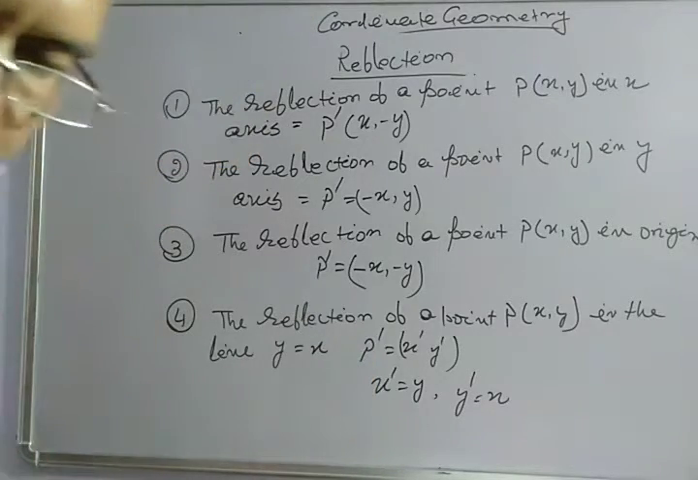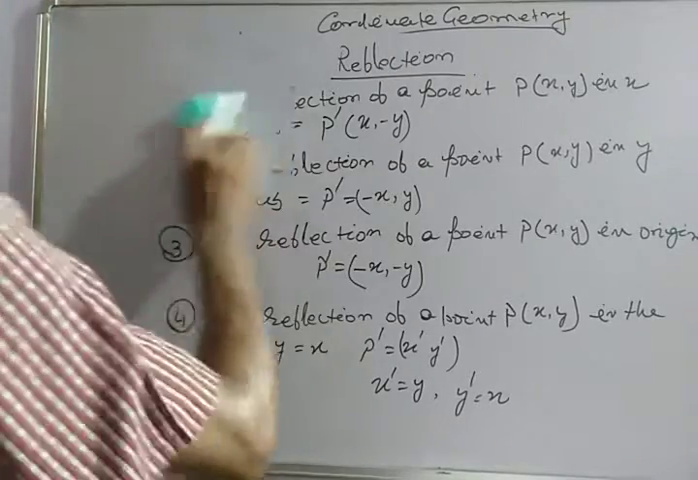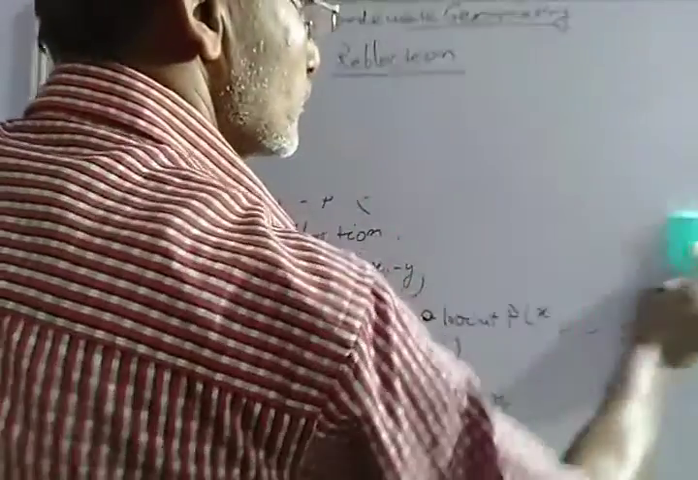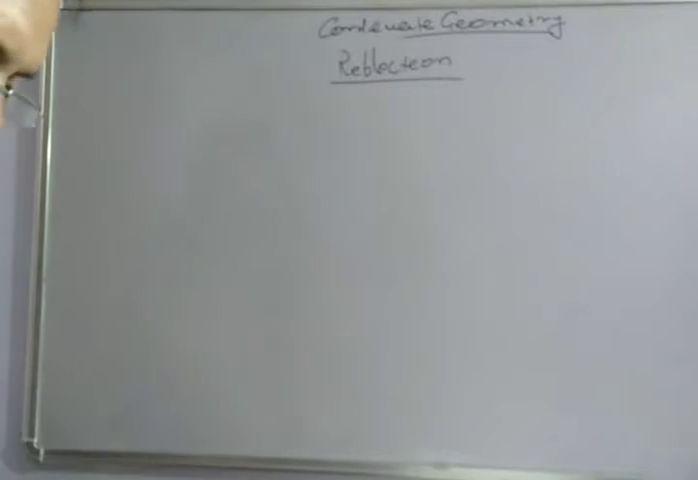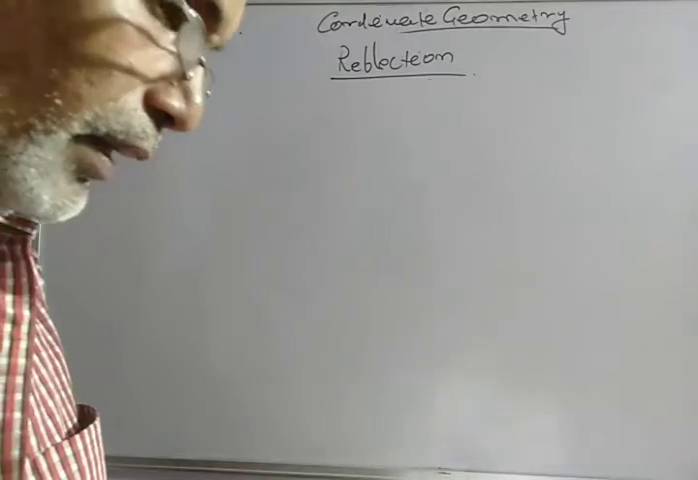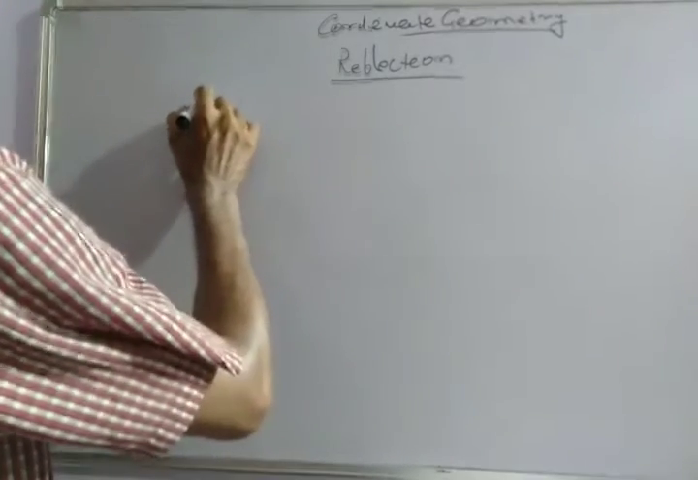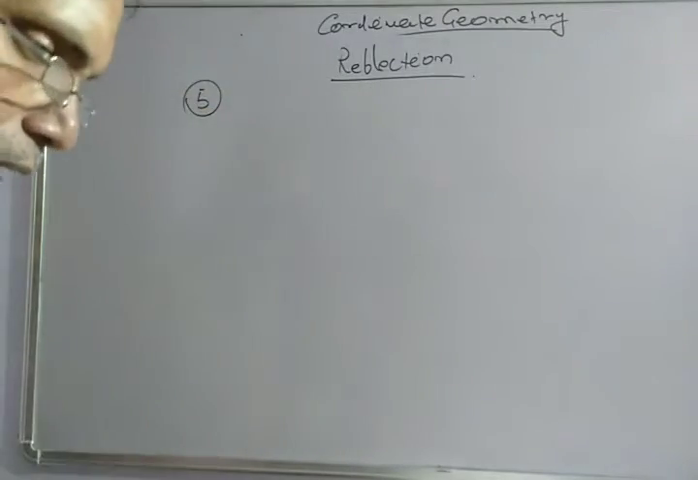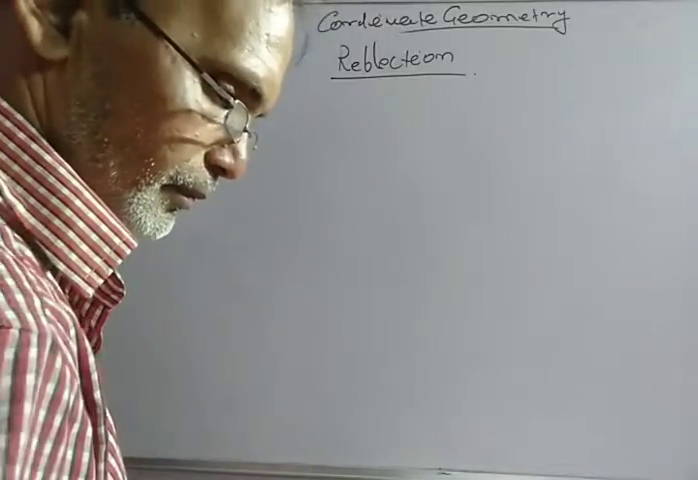So next one is number 5. Next, I will tell you about the reflection of a point in a line when the line is x equals a.